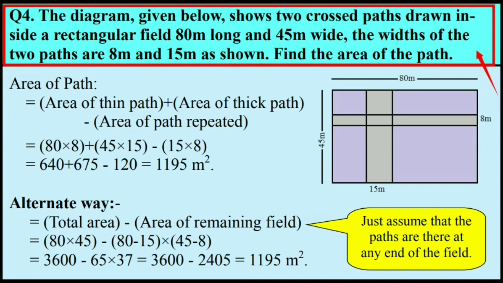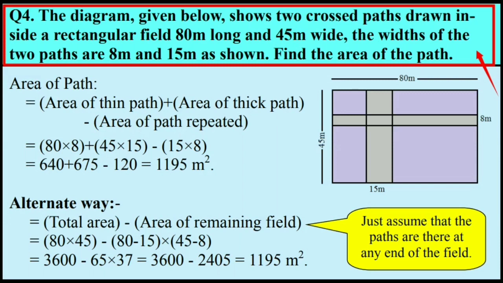Next question, question number 4. The diagram given below shows two crossed paths drawn inside a rectangular field 80 meter long and 45 meter wide. The widths of the two paths are 8 meter and 15 meter respectively, as shown in the diagram. Find the area of the path.